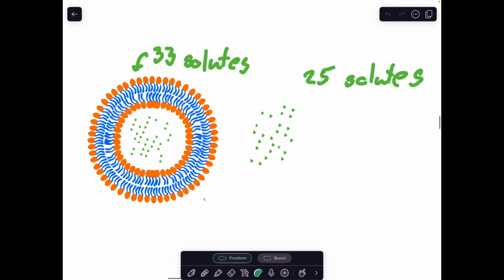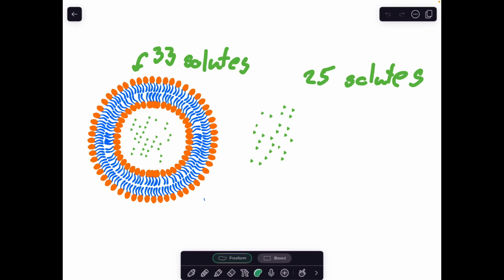So why this is important is because concentration gradient will determine where the solutes will flow. In a concentration gradient, the solutes will always want to flow to an area of lower amount or lower concentration. So if we see here, the inside of the cell has way more solutes than the outside of the cell.